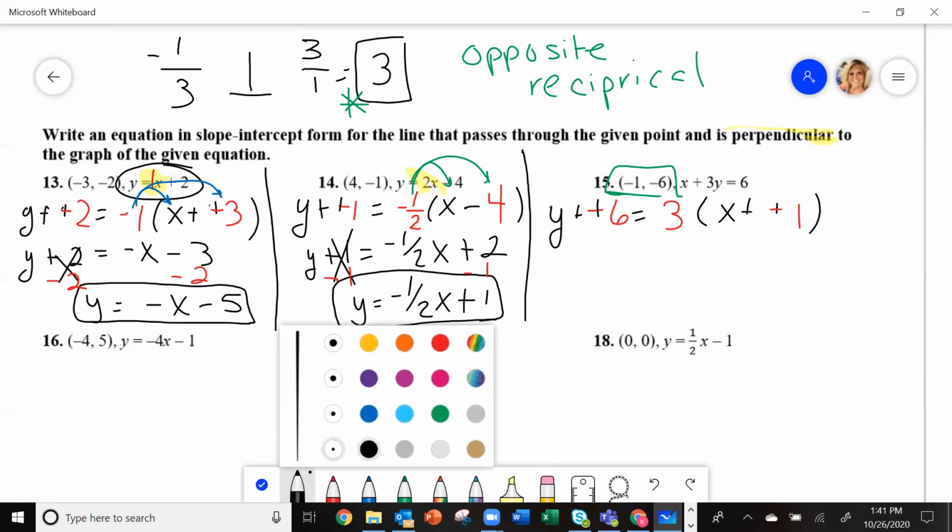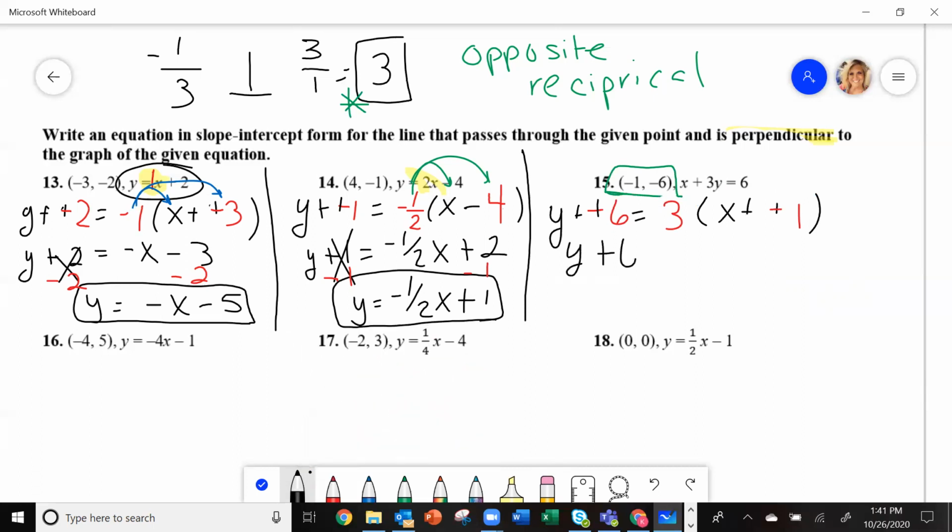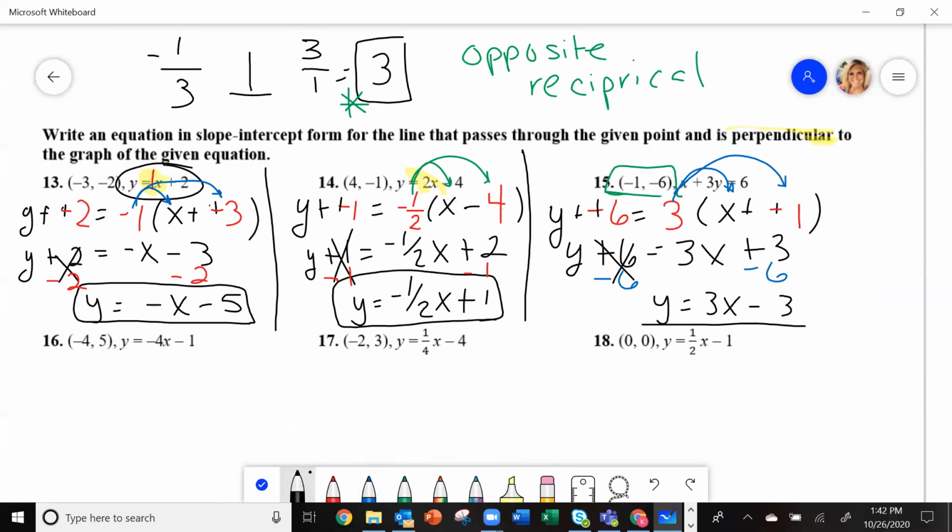So you get y plus 6 equals 3 times x, 3 times 1. 3 times x is 3x. 3 times 1 is 3. Subtract 6 from each side. Y equals 3x minus 3. This is what you should have gotten for your answer.